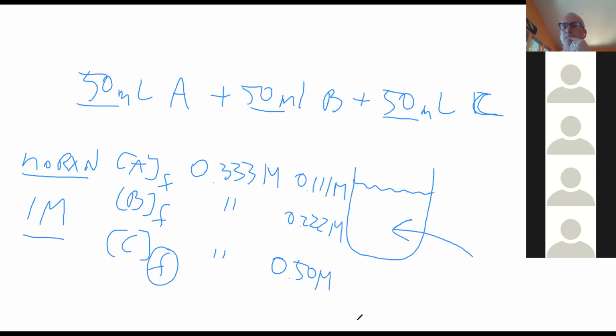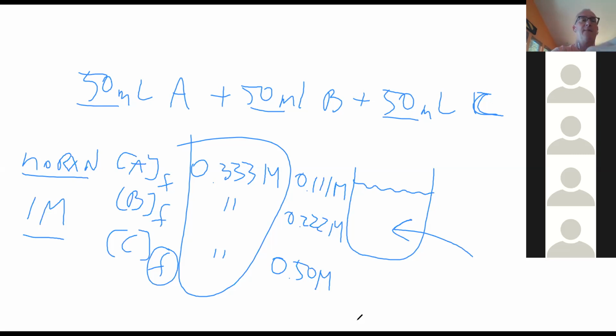What's happened? What reaction would you think has taken place? You don't have to give the exact ratios, but what reaction has happened here? Something's happened because we were expecting this. If nothing happened, we would get 0.333 molar for all of them, but we don't. We get something different. So something happened. What happened? I noticed C gained concentration and A and B lost concentration. That's right.